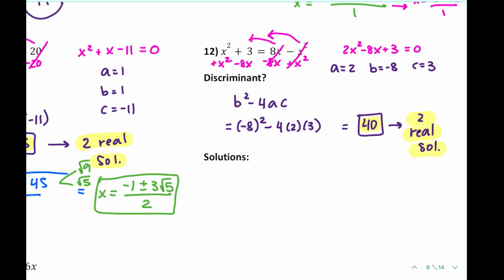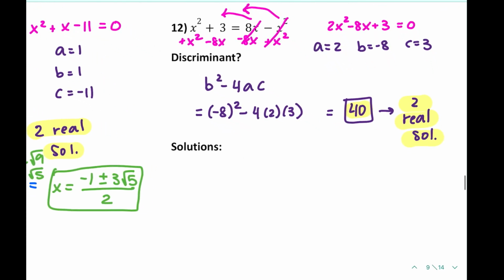Whew, okay. If you want to try to finish this one on your own and then check back with me, that's a good idea. Otherwise, keep watching.